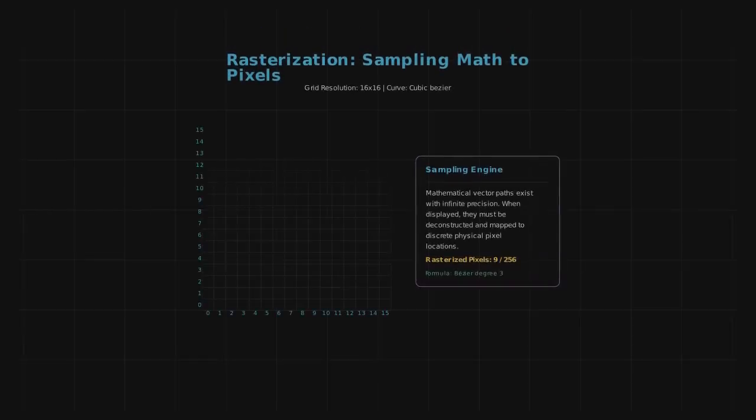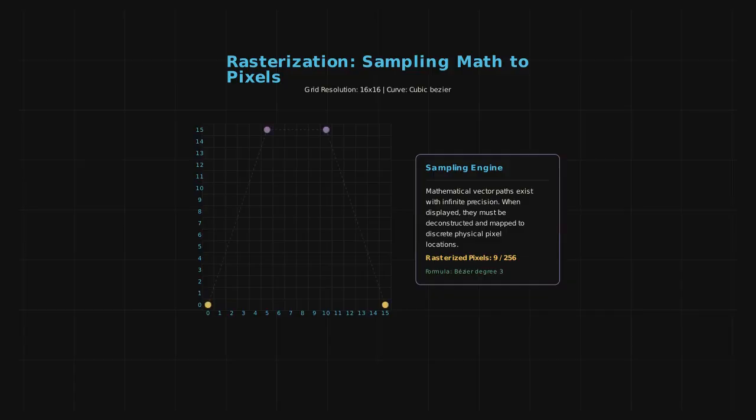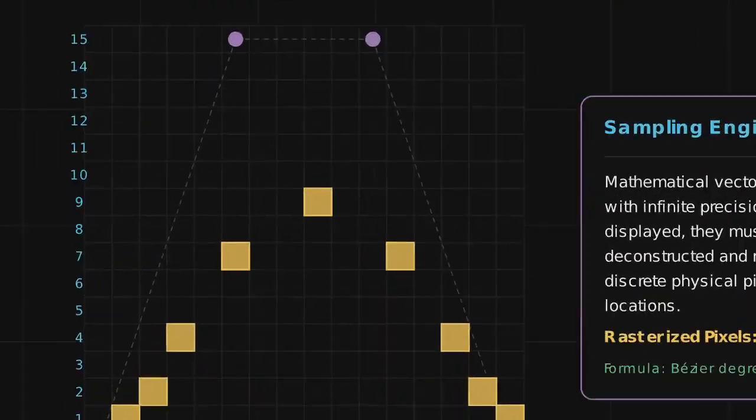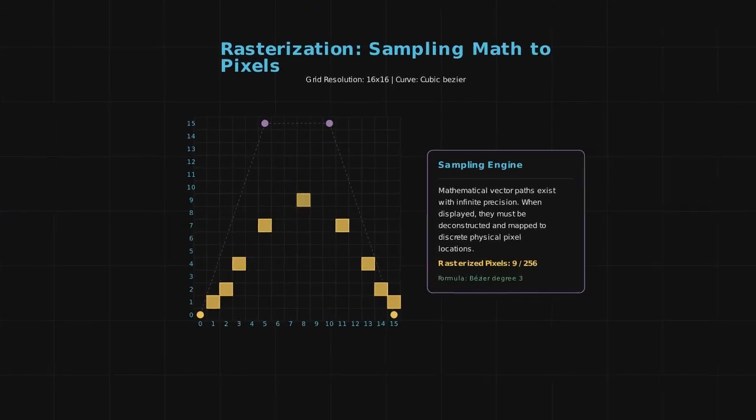Your screen is ultimately still a grid of physical pixels. When rendering, the graphics card samples the mathematical curve at the precise resolution of your display. It marks pixels inside the curve boundary as filled. When you zoom in, it simply recalculates the sampling at the new scale, keeping edges razor-sharp.